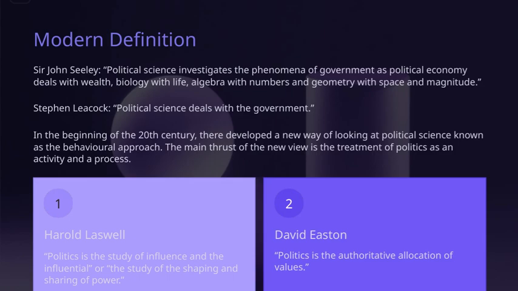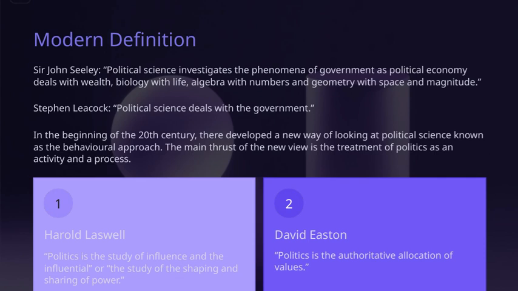At the start of the 20th century, a new approach emerged called the behavioral approach. This view treats politics as a dynamic activity and process, focusing on observable behaviors and interactions rather than just institutions or ideologies. It marked a shift toward studying politics as something people do, rather than just what governments are.